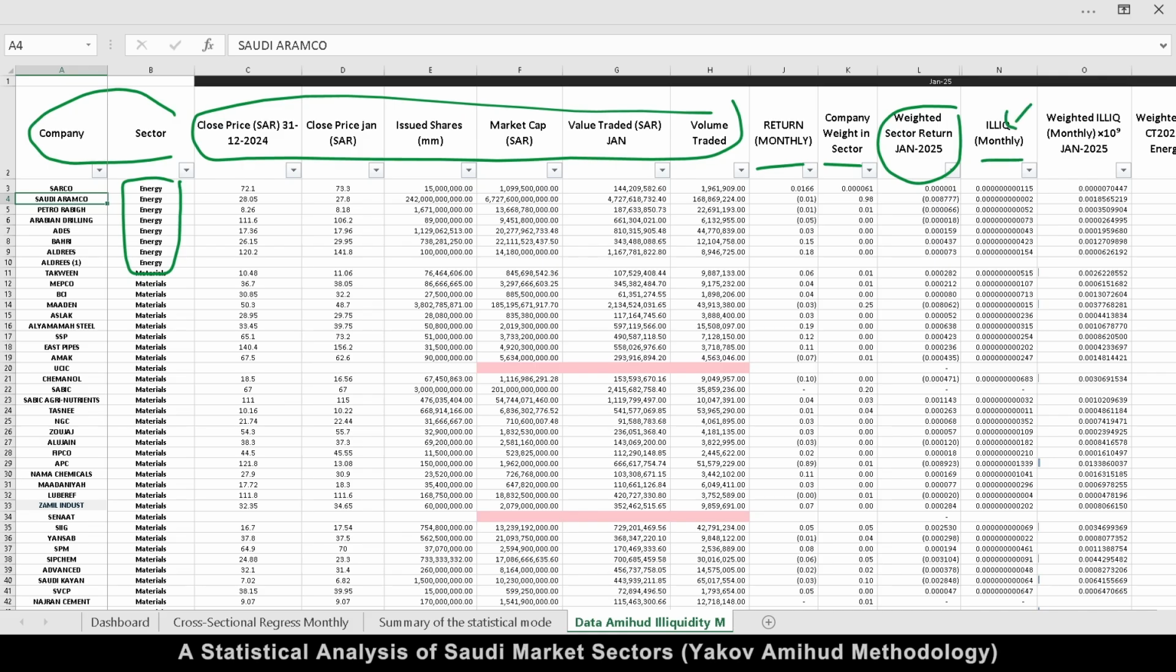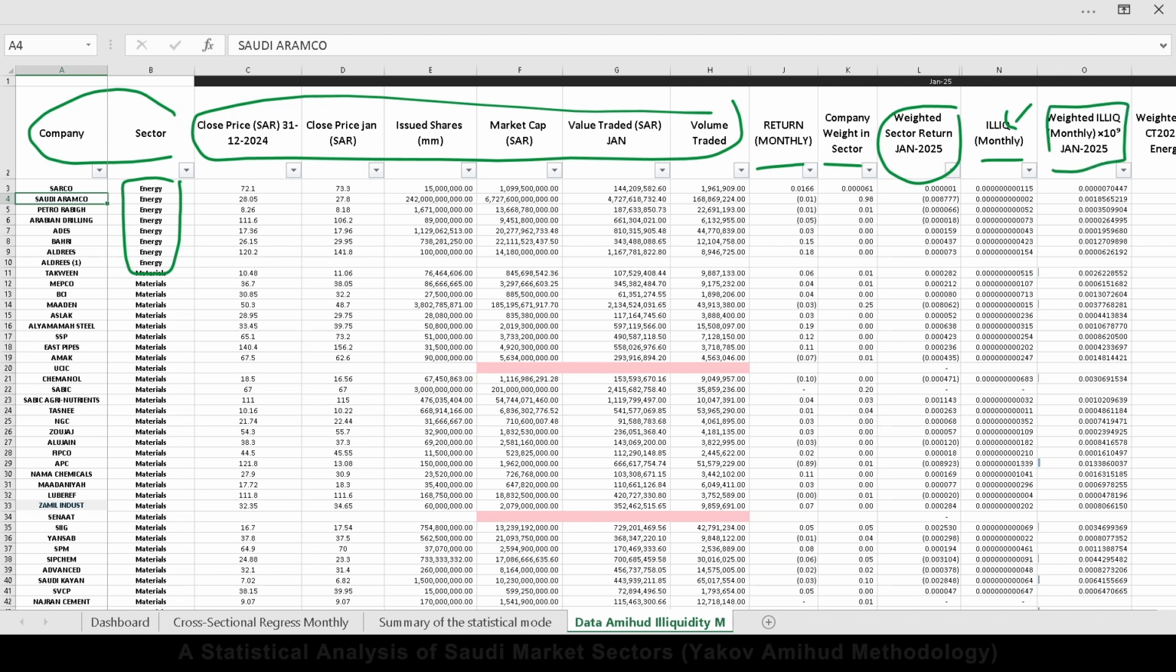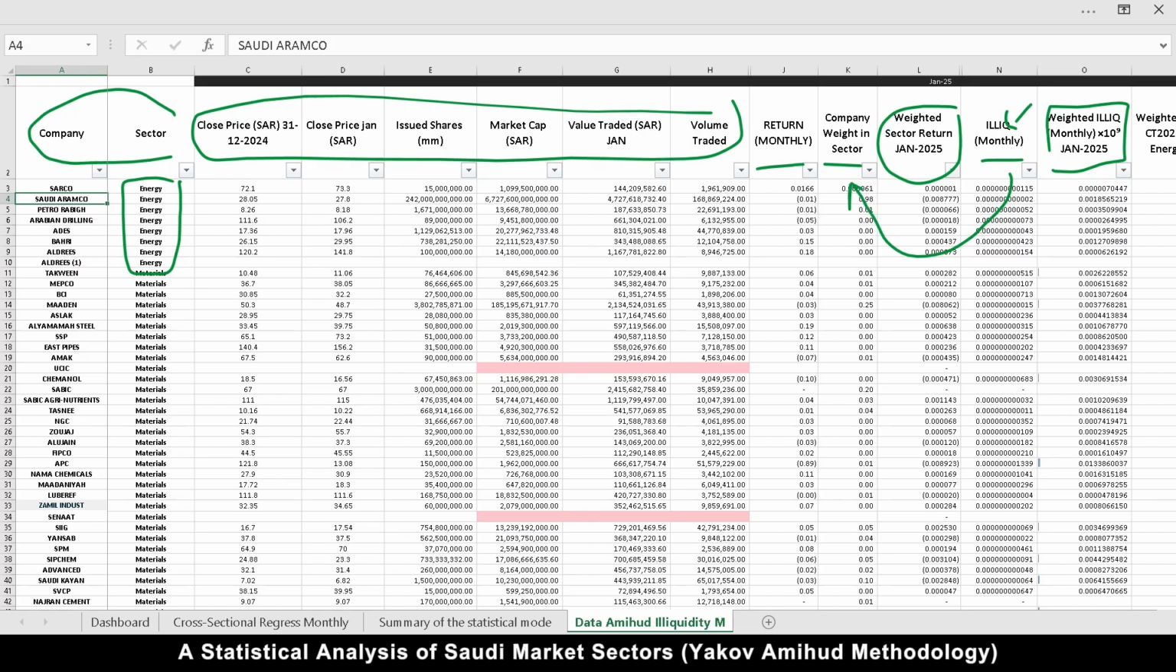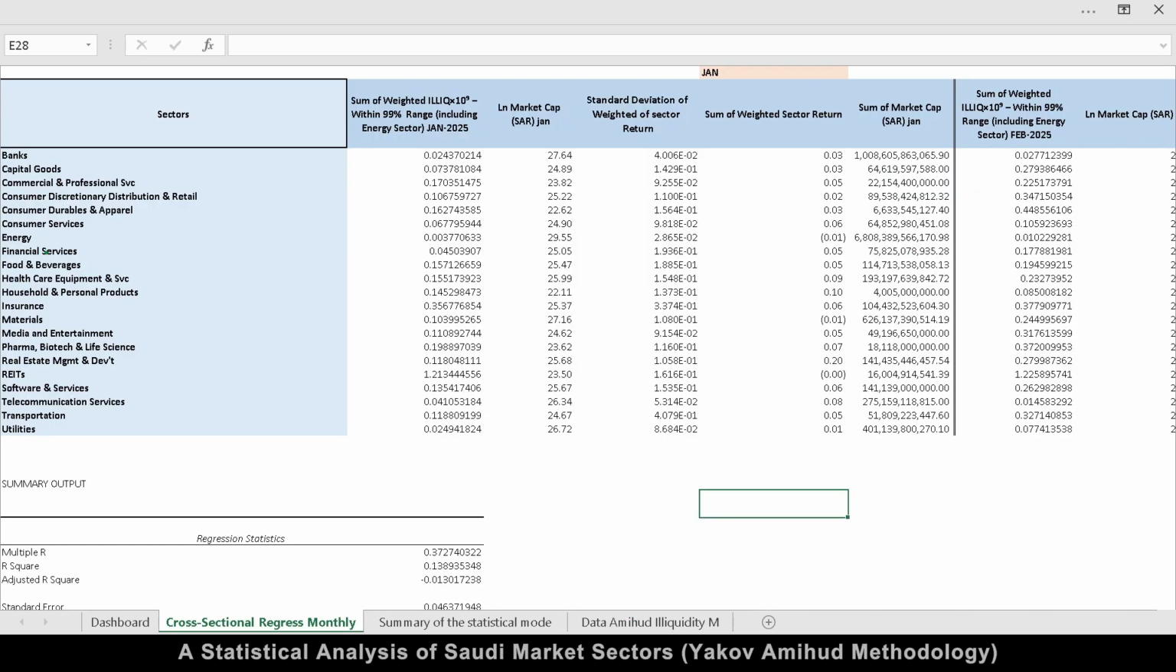After that, I calculated the monthly illiquidity measure for each company. Then I calculated the sector-level illiquidity by multiplying each company's monthly illiquidity by its relative sector weight. Finally, I summed the values to get the total monthly illiquidity for each sector. At this stage, in this sheet, the sector-level data is ready to apply a cross-sectional regression analysis, and right now I have sector returns, sector market size, and the sector illiquidity indicator.